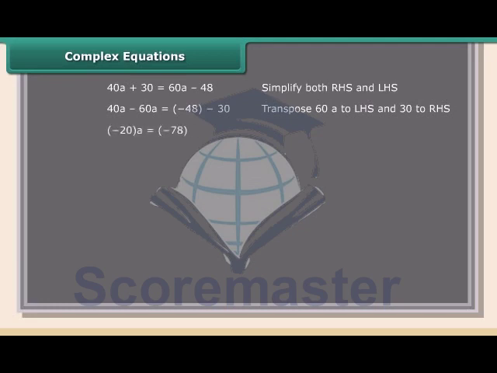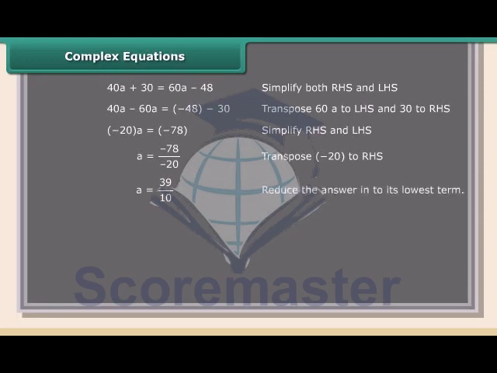-20a = -78. Simplify RHS and LHS. a = -78/-20. Transpose -20 to RHS. a = 39/10. Reduce the answer into its lowest term.